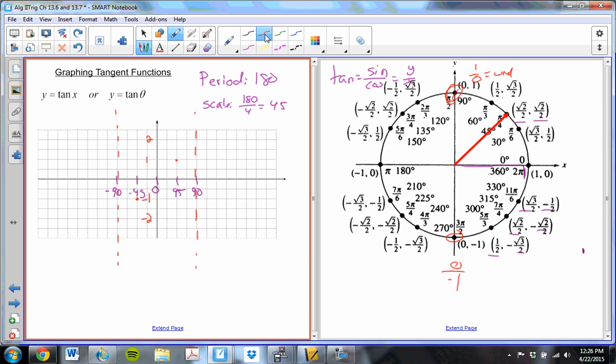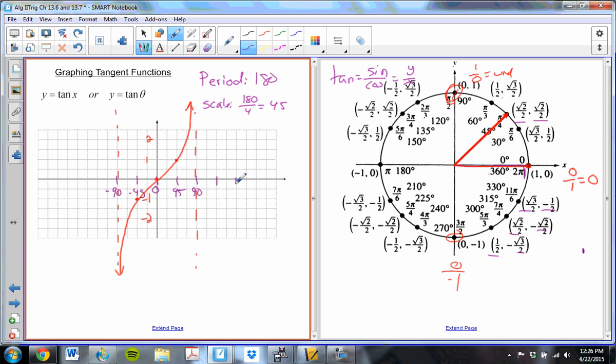Anyways, we have points at negative 1, 1, and also 0. Remember the tangent of 0 right here was 0 because it's sine over cosine, 0 over 1, and 0 over 1 is not undefined, it's 0. And tangent goes from negative infinity through these points and up to positive infinity. Then it repeats this pattern over and over.